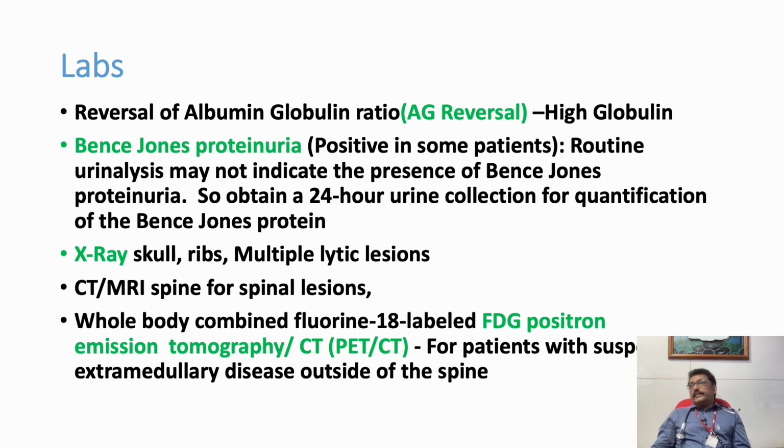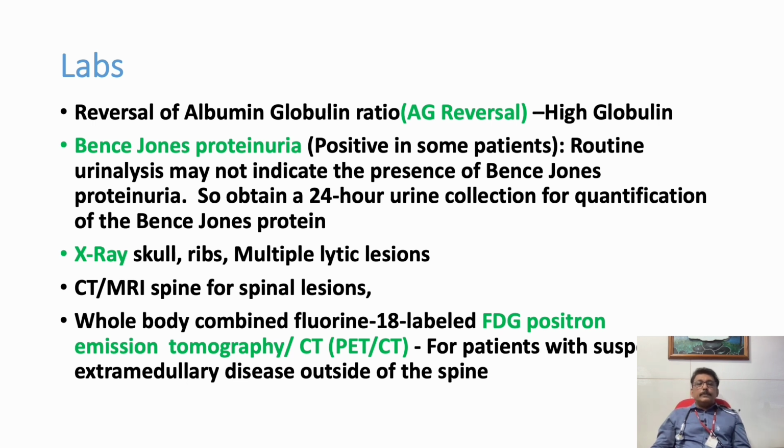Chest X-ray, X-ray skull, X-ray ribs are all very important because you can see lytic lesions. We have seen the previous X-rays; the lateral view of the skull is very important. You can see multiple lytic lesions. CT and MRI can be done. CT spine or MRI spine is very important. You can get a lot of lesions in the spine. You can get paraplegia, compressive myelopathy; so many abnormalities can be there in multiple myeloma.